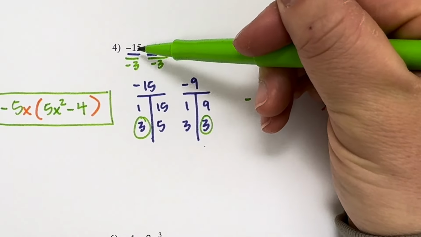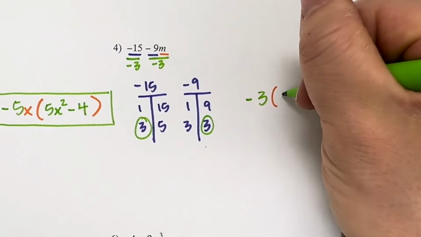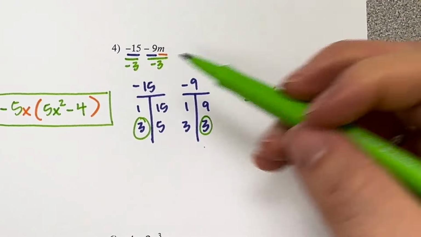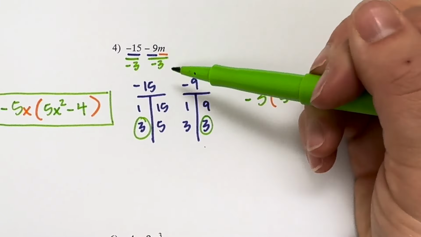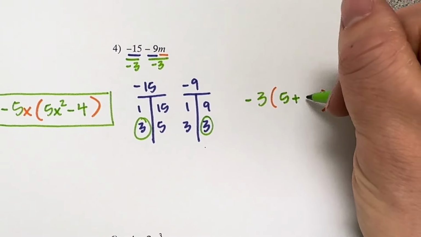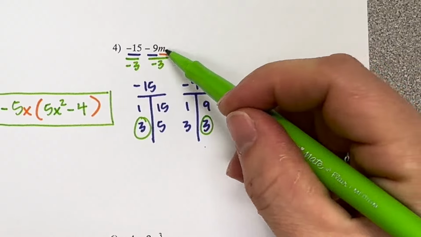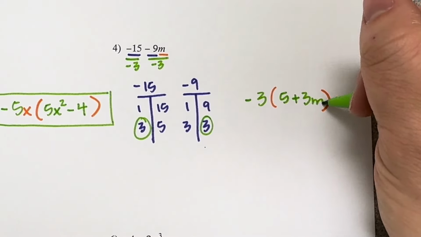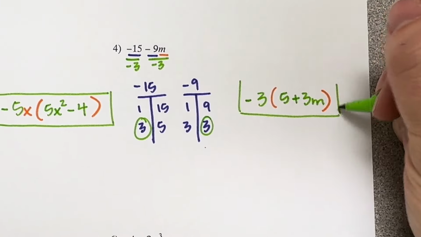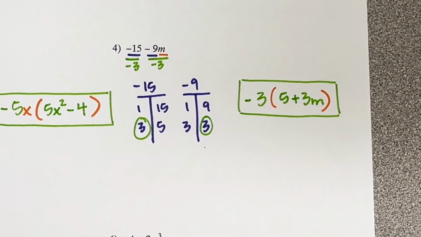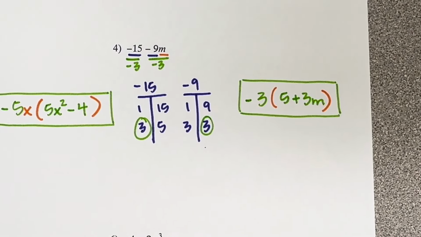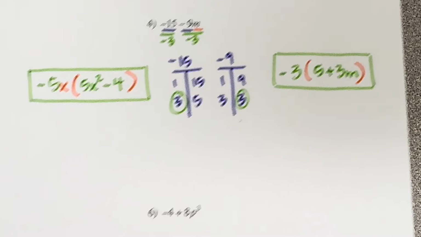Negative 15 divided by negative 3 leaves me with positive 5. There were no m's, so we're good. Negative 9 divided by negative 3 leaves me with a positive 3, and I had just that one m left attached. And there's my final factored expression. Beautiful. Alrighty, 2 more.